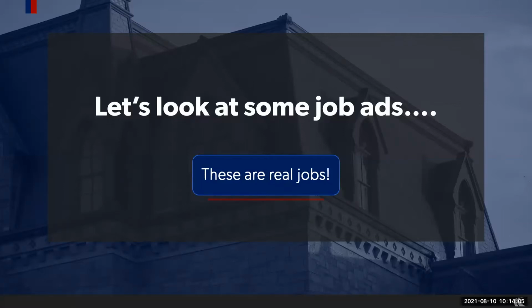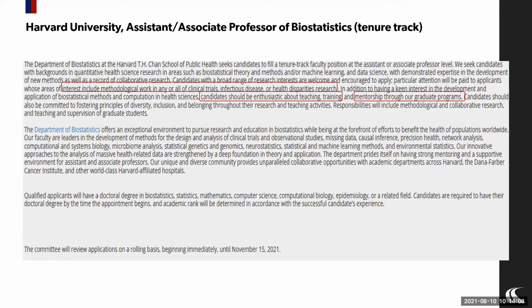Thank you. So here we have Harvard University biostatistics role. This is a tenure track role. And I've highlighted a few of the things here that I think you might be interested in taking a look at. So if you take a look, interests include methodological work in any or all of clinical trials, infectious disease, or health disparities research. Candidates should be enthusiastic about teaching and training, mentorship through our graduate programs.